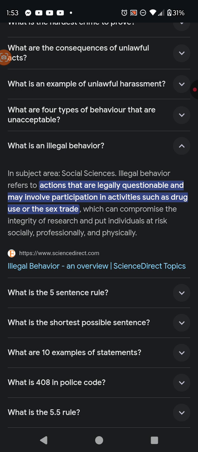In research cases, social signs of illegal behavior refers to actions that are legally questionable and may involve participation in activities such as drug use or sex trade, which can compromise the integrity of research and put individuals at risk socially, professionally, and physically.